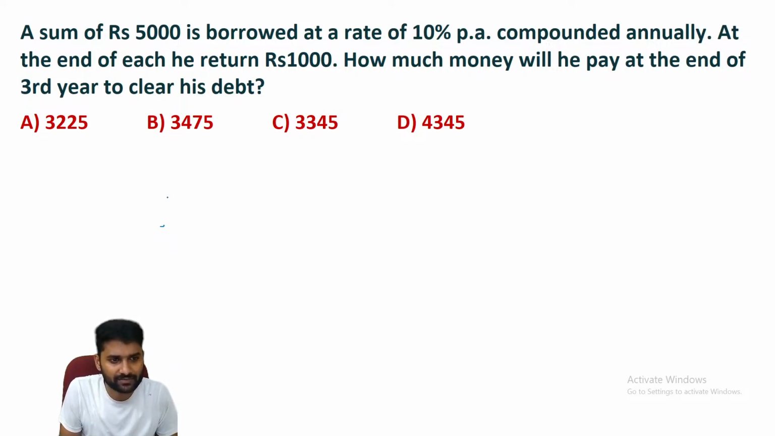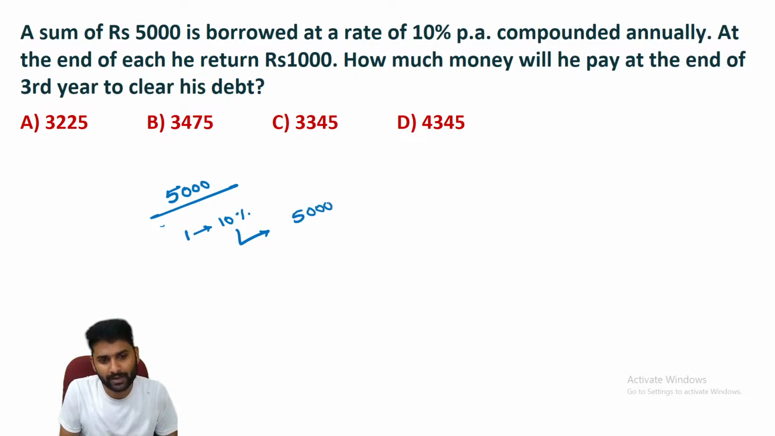Full information. He took 5,000, right? Now first year, he needs to pay 10%. If you want to repay the whole amount, how much does he need to pay? 5,000 rupees and 10% of 5,000 is 500. Now he needs to pay 5,500. But instead of 5,500, every time he pays 1,000 rupees.